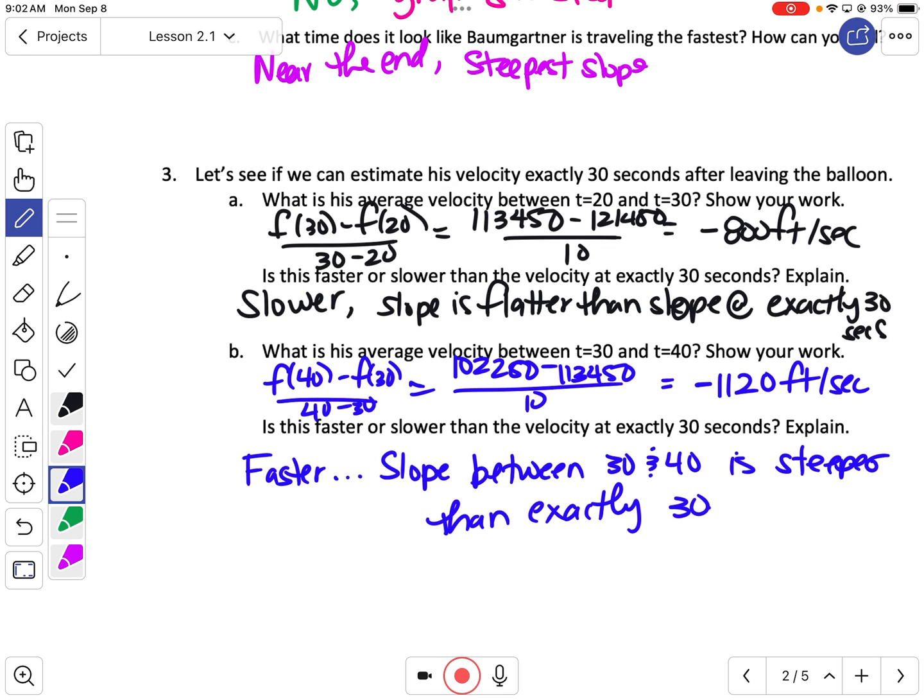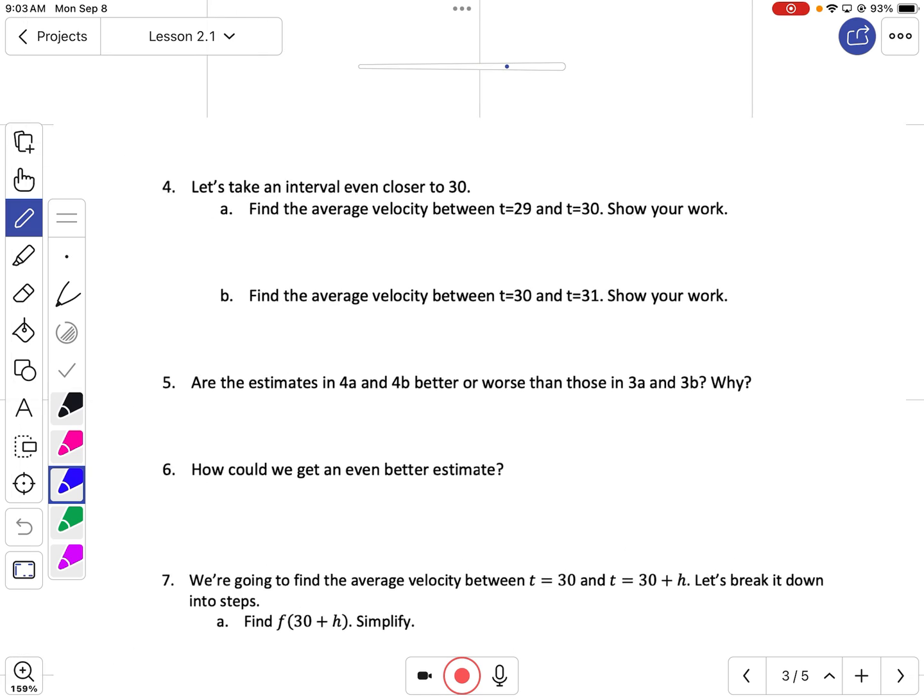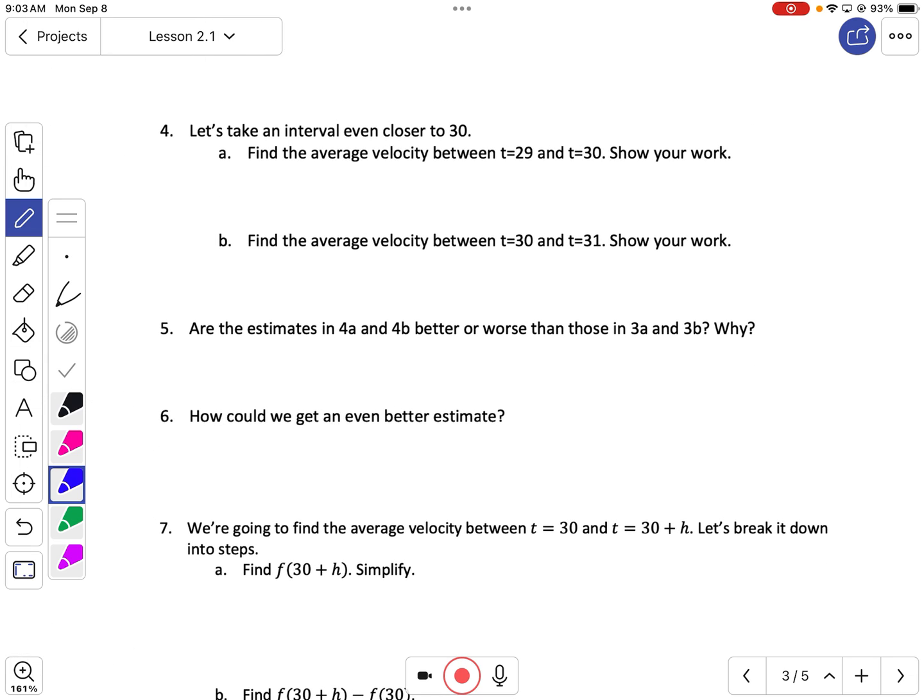So then how do we make it better? On the next page, they're saying, you know what? Let's just narrow the interval, all right? Going 10 seconds apart is too much. There's a huge difference between negative 800 and negative 1120, all right? Let's see if we fix it a little bit by getting closer to the point that we're concerned about. So they asked me to do the average velocity between 29 and 30.